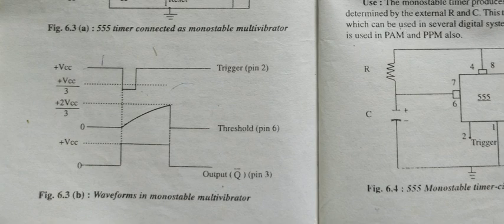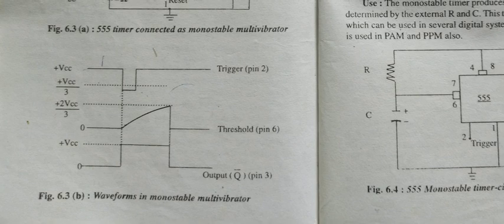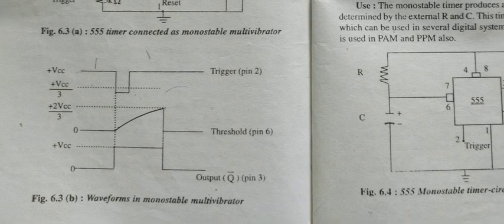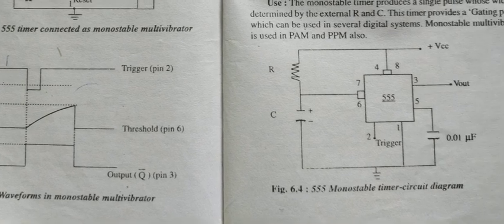Thus we can get a rectangular kind of output. The waveforms with changes in voltage are given in figure 6.3b. Then comes pulse width. Pulse width is how much? W is equal to 1.1 RC. This figure 1.1 RC is obtained after the integration and the exponential equation which is found while designing this circuit.